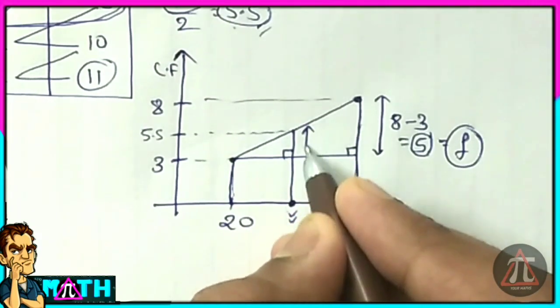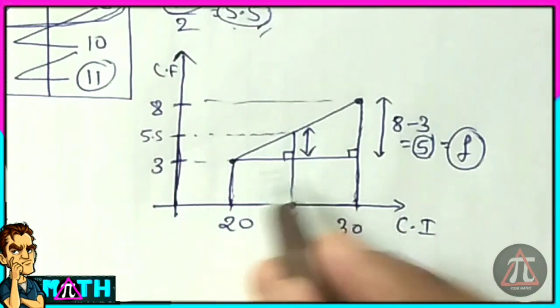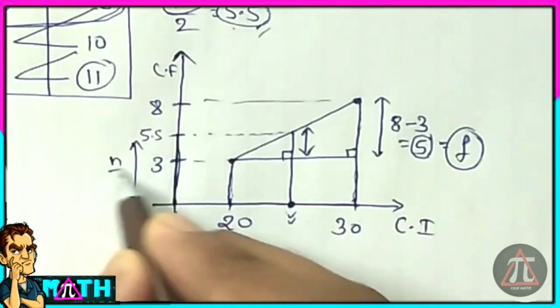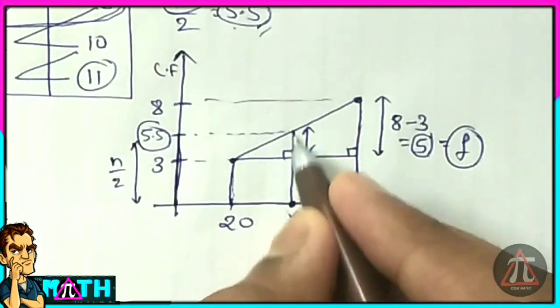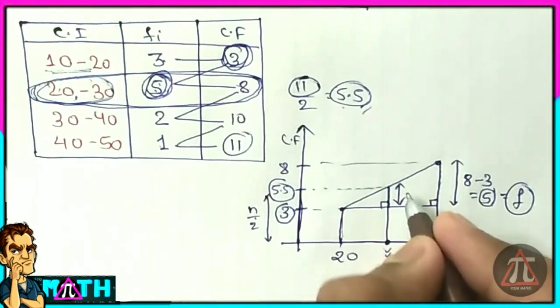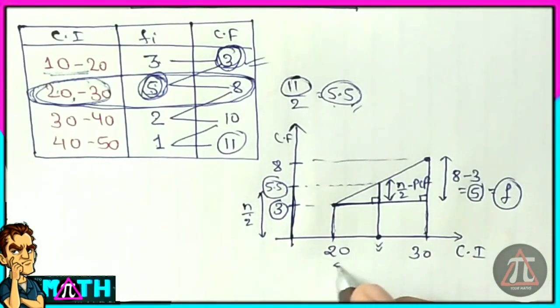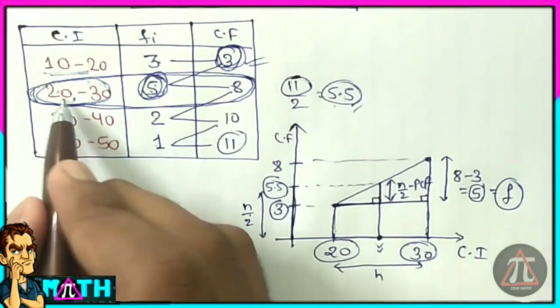Now to calculate this length, you can see that this length is n by 2, and when you subtract this n by 2 from the PCF, that is preceding cumulative frequency, that is 3, as you can see here, you get this length n by 2 minus PCF. Now you can see that this length is h, which is class size, that is 30 minus 20.